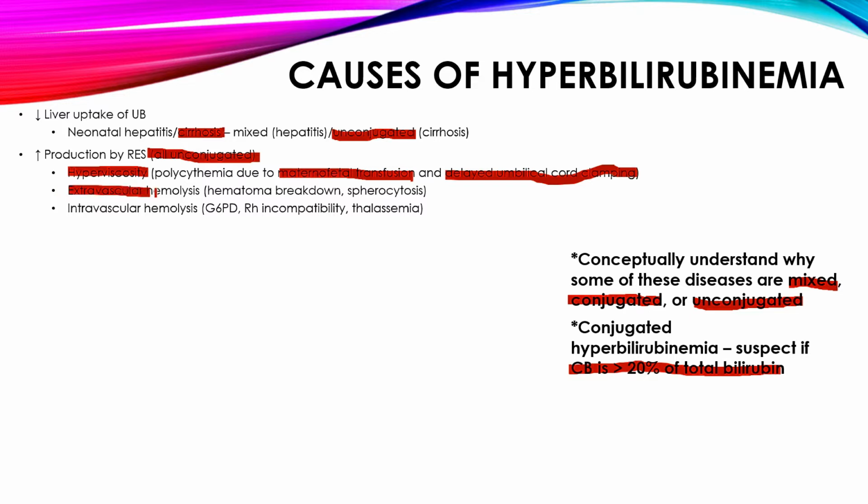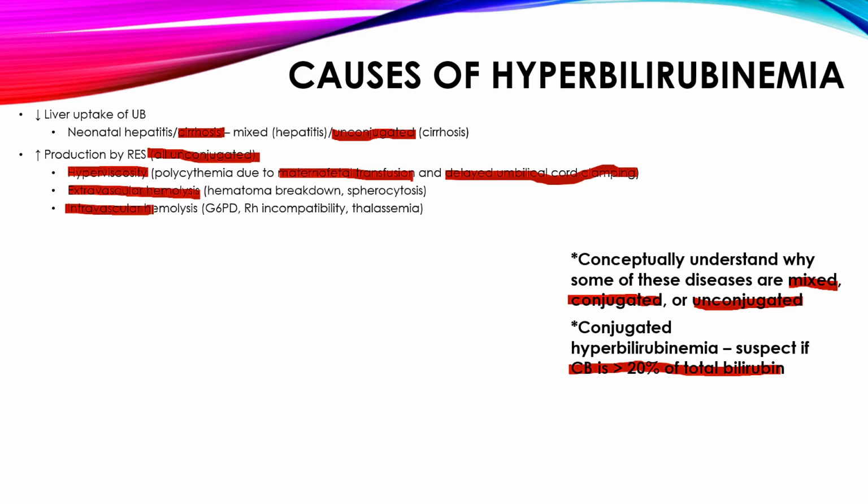Next, extravascular hemolysis. So that means that we are destroying red blood cells, just destroying them, nuking them out in the extravascular space. And this is spherocytosis or hematoma breakdown. So when you have hematoma breakdown or spherocytosis, you're destroying blood cells outside of the vasculature. In spherocytosis, the spleen does it, and hematoma breakdown is happening in a collection of blood, such as a cephalohematoma. All of that blood, what's the heme going to be converted to? Once again, unconjugated bilirubin. You sense a theme here?